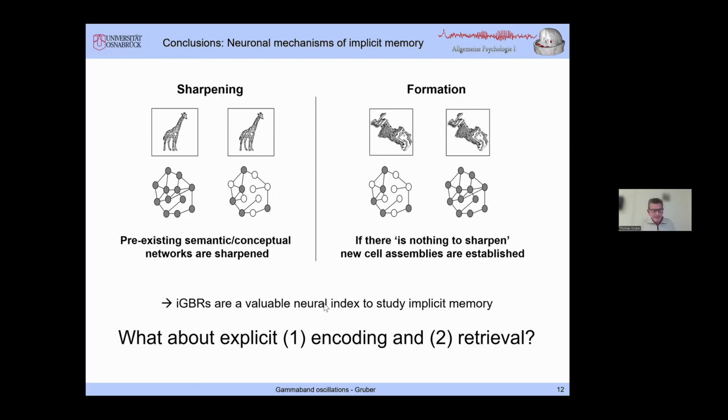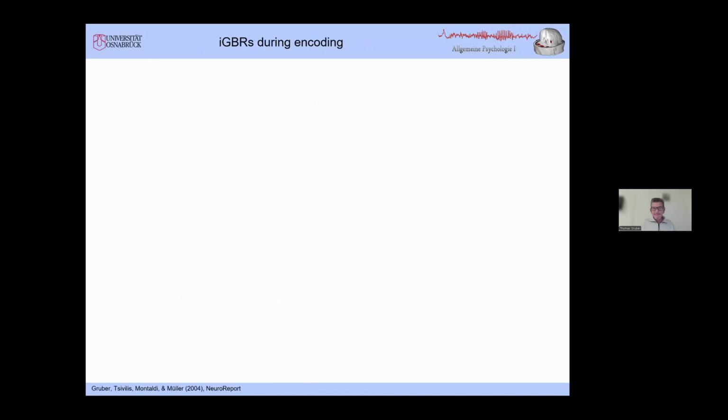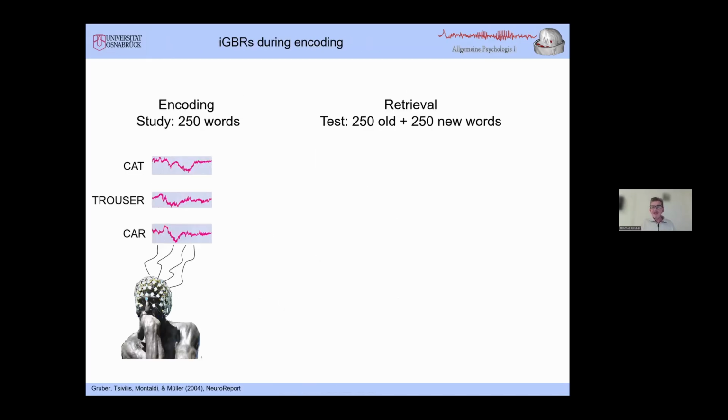So we asked the next question: if it works with implicit memory, what about explicit encoding and retrieval? So I want to show you briefly two experiments on explicit memory. Let's start with the encoding phase of an experiment. You know that with memory, usually you have three phases. The encoding, that's when you learn something new. Then you have a consolidation. Maybe the network is consolidated while sleeping or whatever. And at one point you have to recall the memory. That's retrieval. Now we start with encoding.